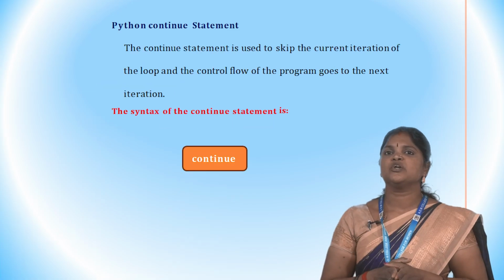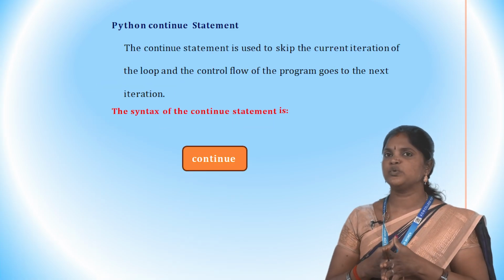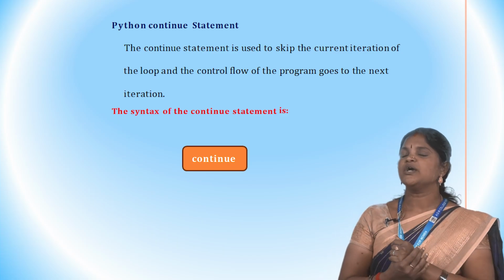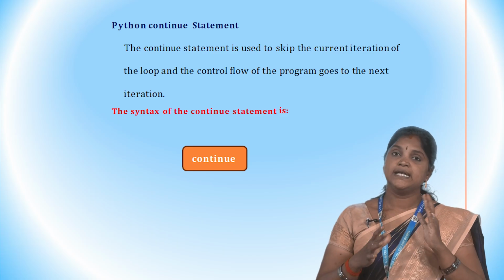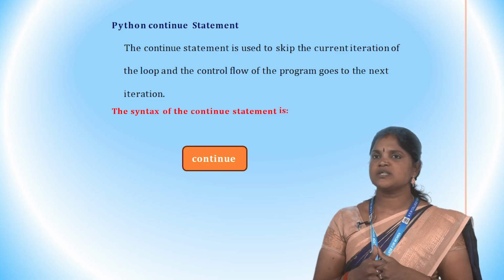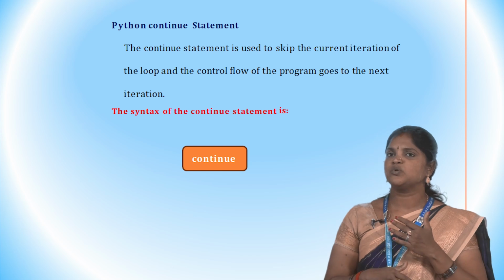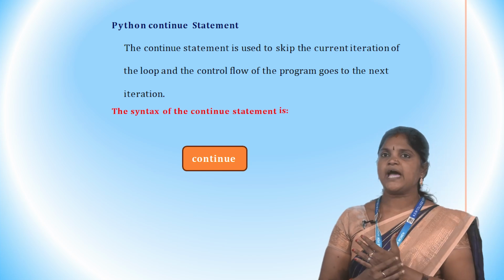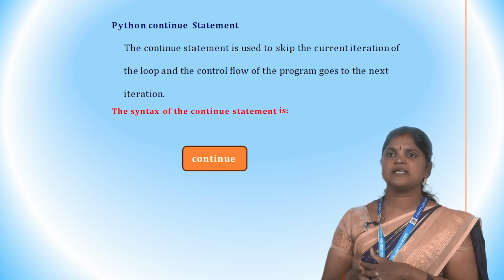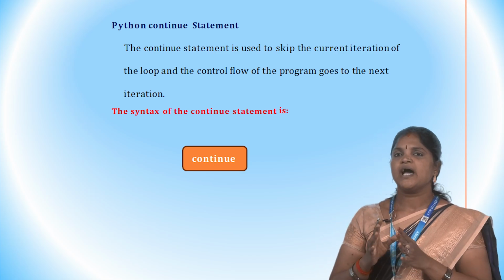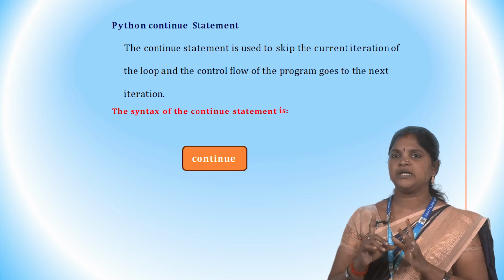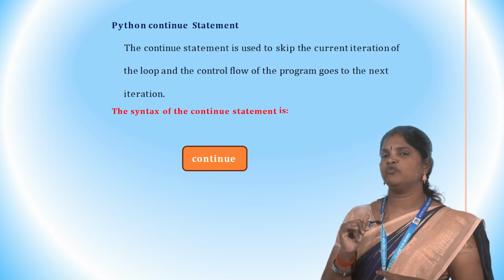Python continue statement. The continue statement is used to skip the current iteration of the loop, and the control flow of the program goes to the next iteration. The syntax is continue. We can use the continue statement with a for loop to skip the current iteration. Then the control of the program jumps to the next iteration. For example, for i in range(5), if i equal to 3, continue, print i. Output is 0, 1, 2, 4.